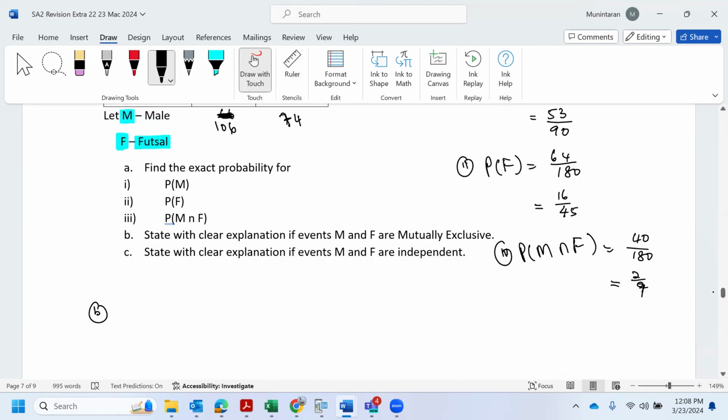Explain if they are mutually exclusive or not. Because there is an overlap, they should be not mutually exclusive, right? Since the probability of M intersection F is not equal to 0, M and F are not mutually exclusive.